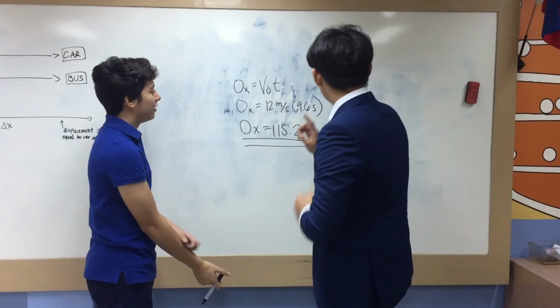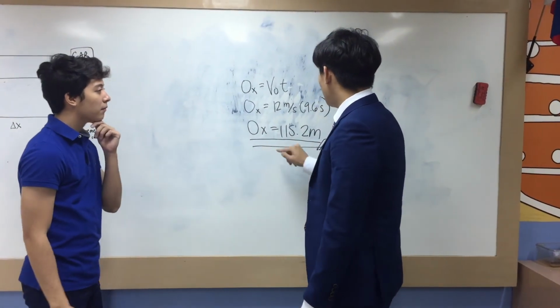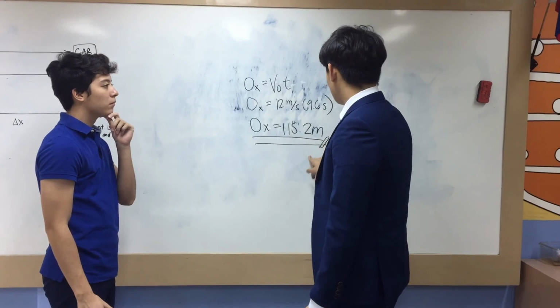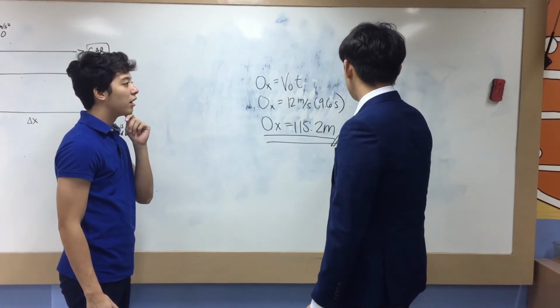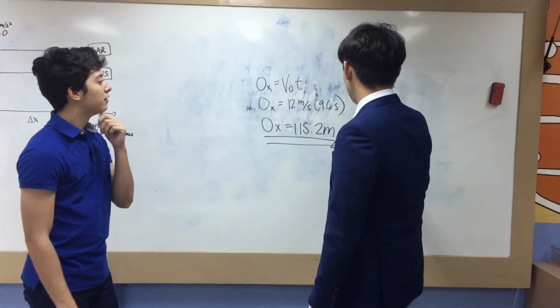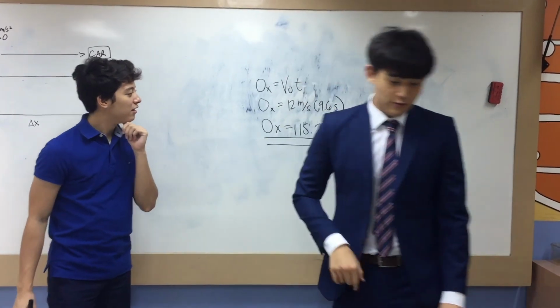Okay, so therefore it will take 9.6 seconds for both automobiles to meet, and they will meet 120 meters from the intersection line. Okay, now it's time to write this letter back.